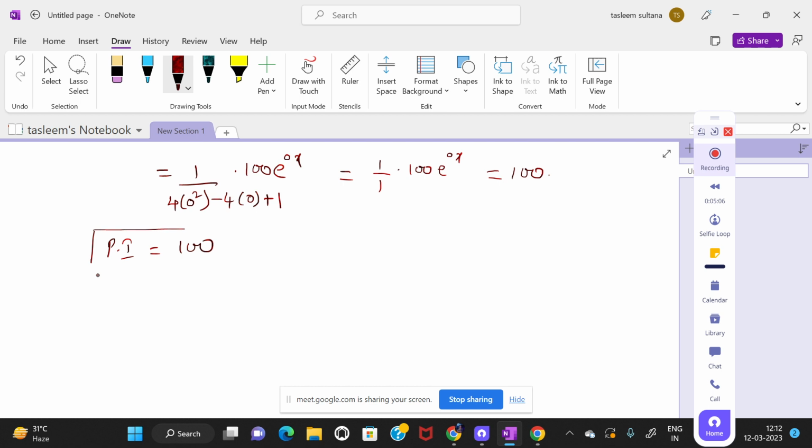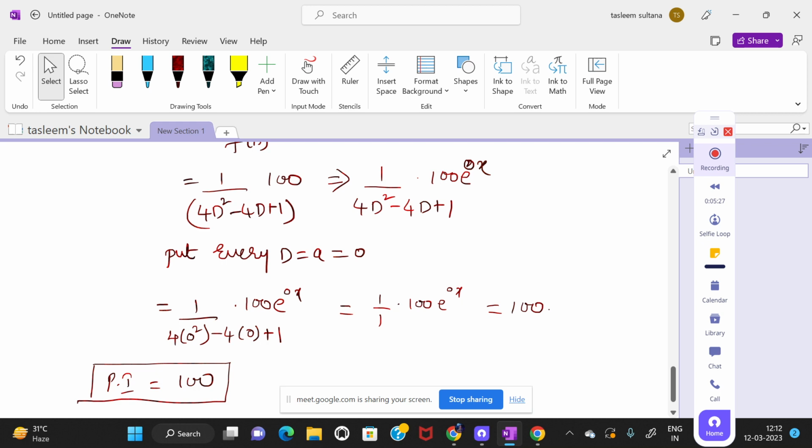Now we'll write the complete solution. General solution is equal to CF plus PI. Ma'am, if it's like this, then why can't we just write PI is equal to that Q of x, since we know it's a constant? No, because whatever changes happen when we substitute into the differential equation, the constant is there. Here it's 1, due to this 1 we got 100.